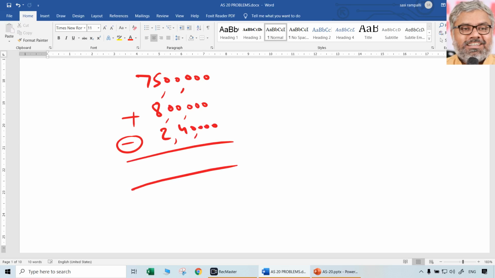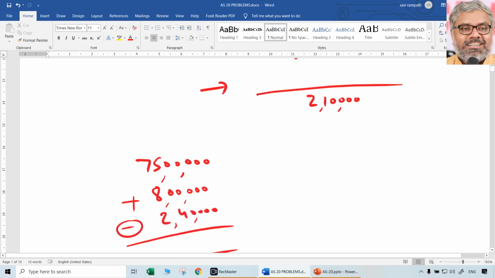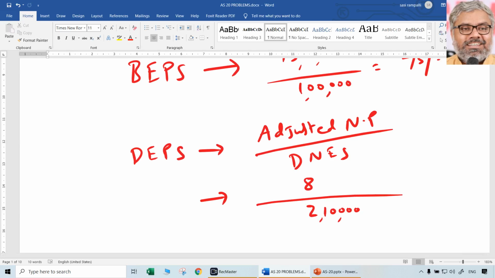So what is going to be the adjusted profits in the numerator? 75 lakhs plus 8 lakhs minus 2,40,000, which comes to 80,60,000. So what is the diluted EPS now? 80,60,000 divided by 2,10,000. It is approximately 38.4.